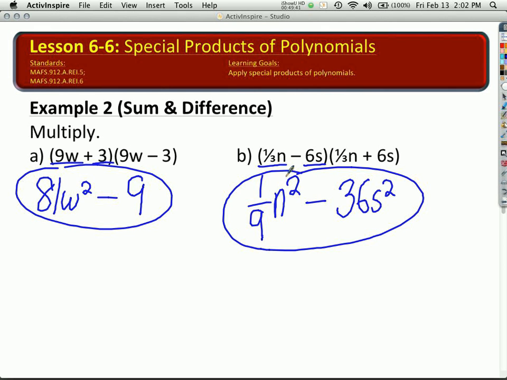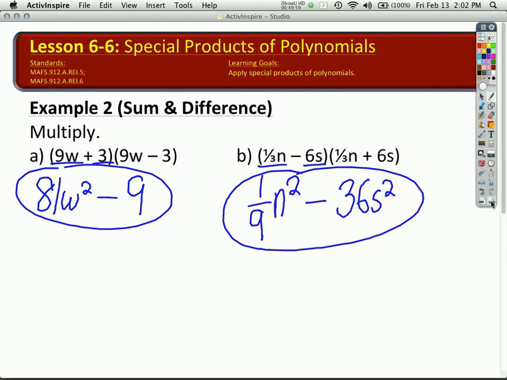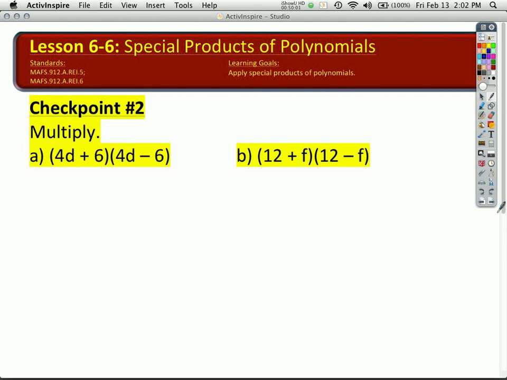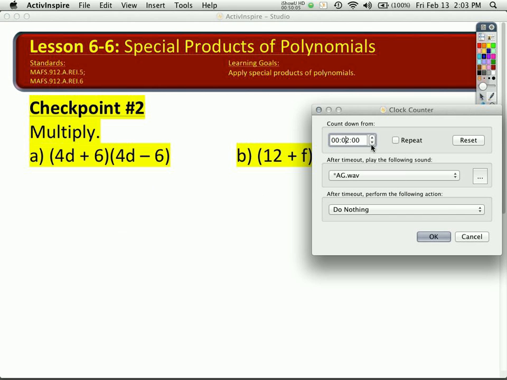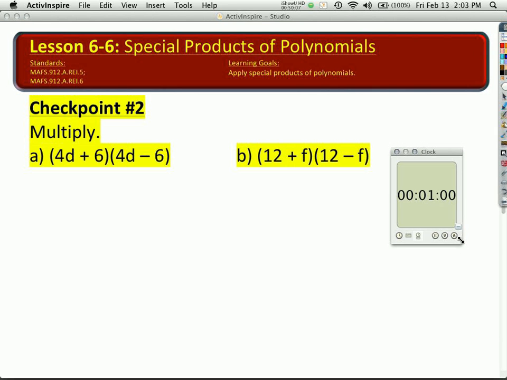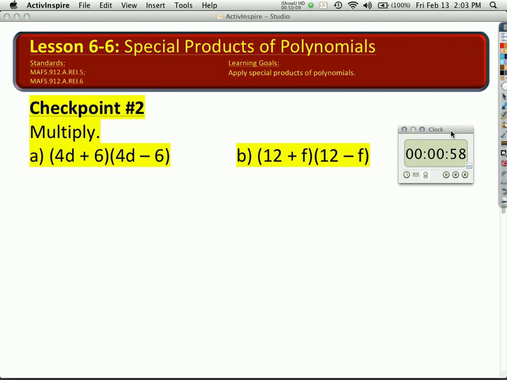And Catalina, you're not the first person to bring it up today. There's been 2 students who already brought it up before you. They said, can I just FOIL it? And I said, absolutely. But eventually, you should be able to do it with the shortcut. Anyone have any other questions? Okay? So, checkpoint number 2. This time you got 1 minute. You should already be done with part A.